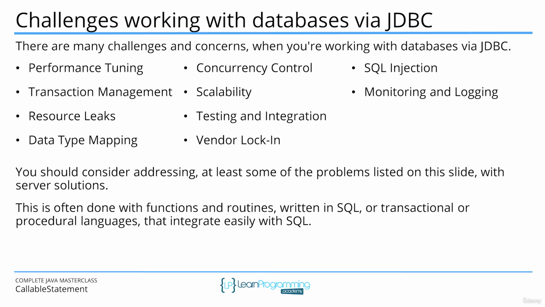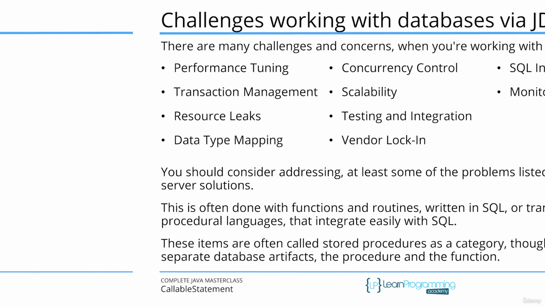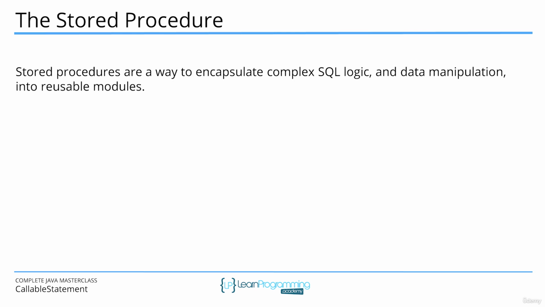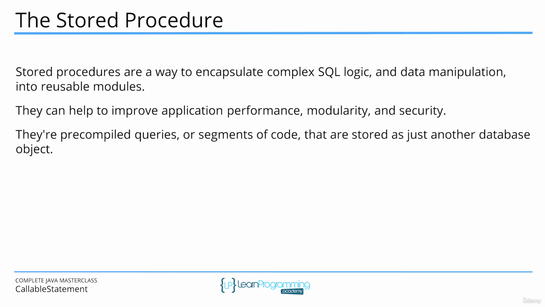This is often done with functions and routines written in SQL or transactional or procedural languages that integrate easily with SQL. These items are often called stored procedures as a category, though there are two separate database artifacts, the procedure and the function. Stored procedures are a way to encapsulate complex SQL logic and data manipulation into reusable modules that can be called from within the database. They can help to improve application performance, modularity, and security. They're precompiled queries or segments of code that are stored as just another database object.